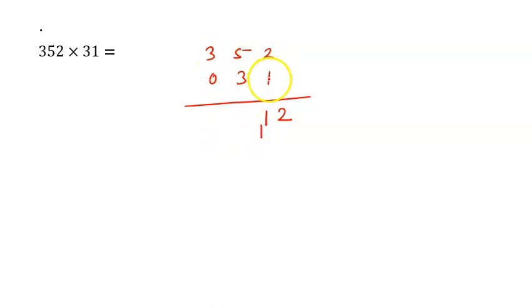Now 3 into 1 is 3. 2 into 0 will be 0. So 3, and then 15. So 3 and 15 is how much? 18, and plus 1 is 19. Now 1 is the carryover term.